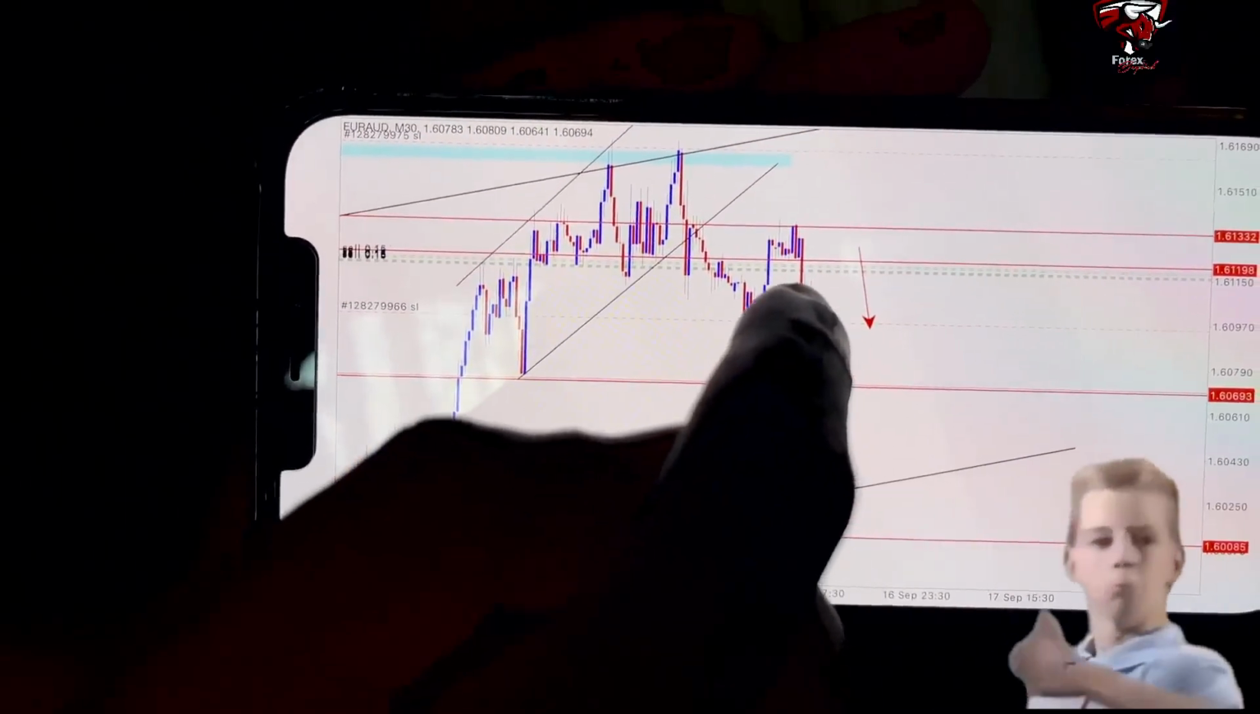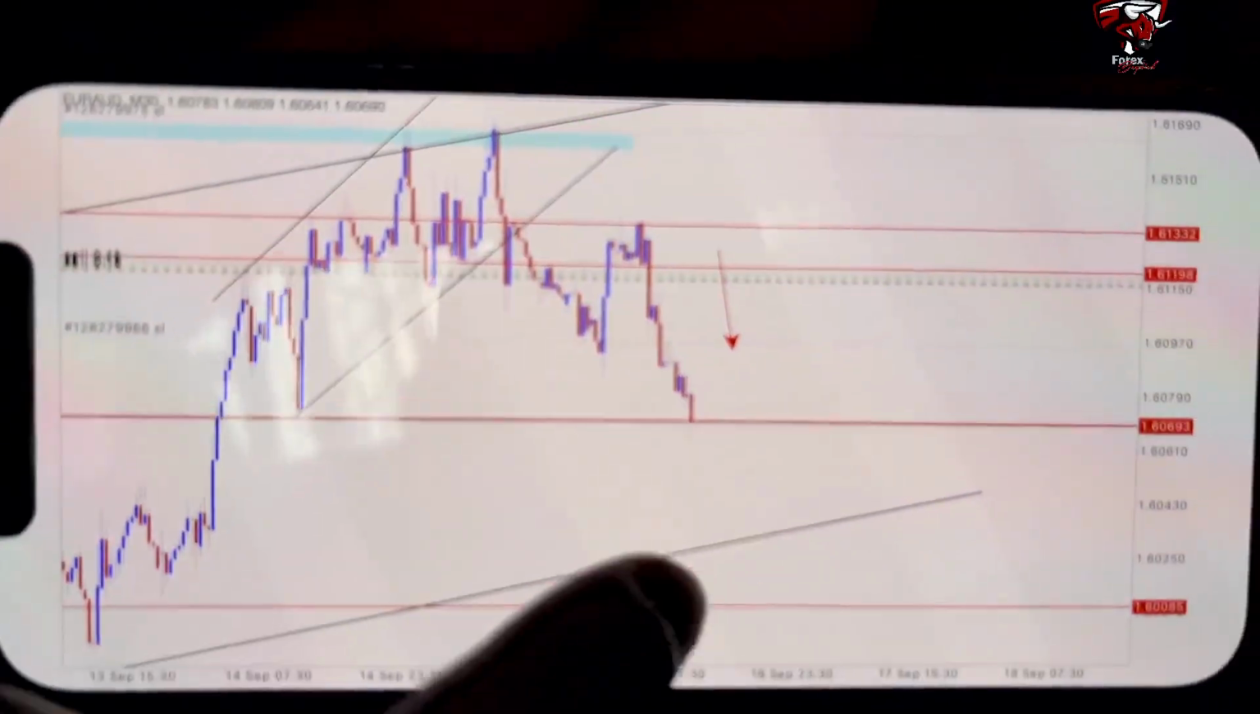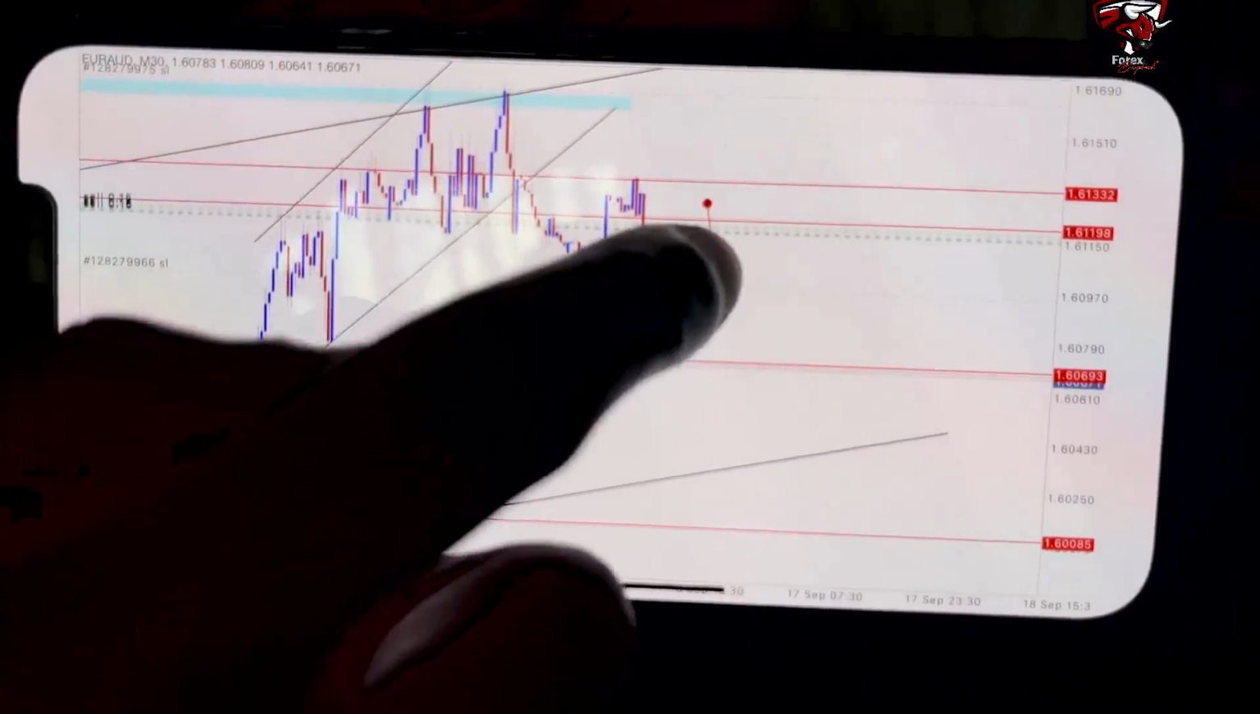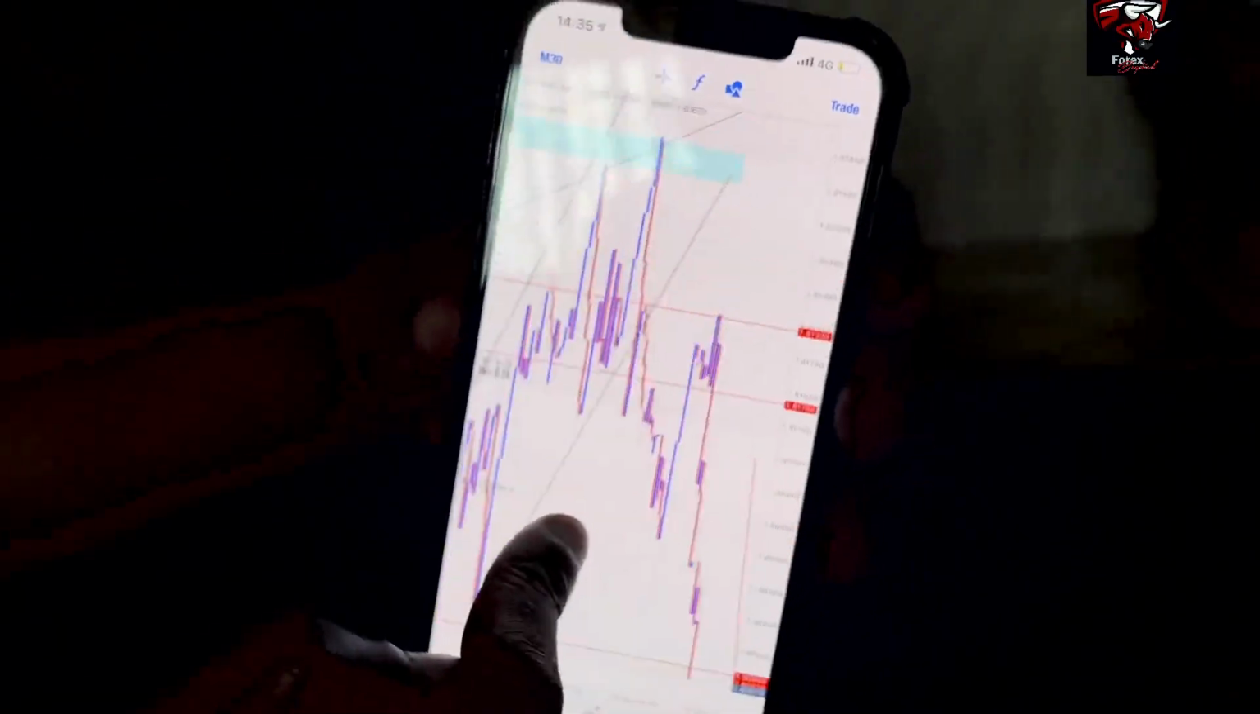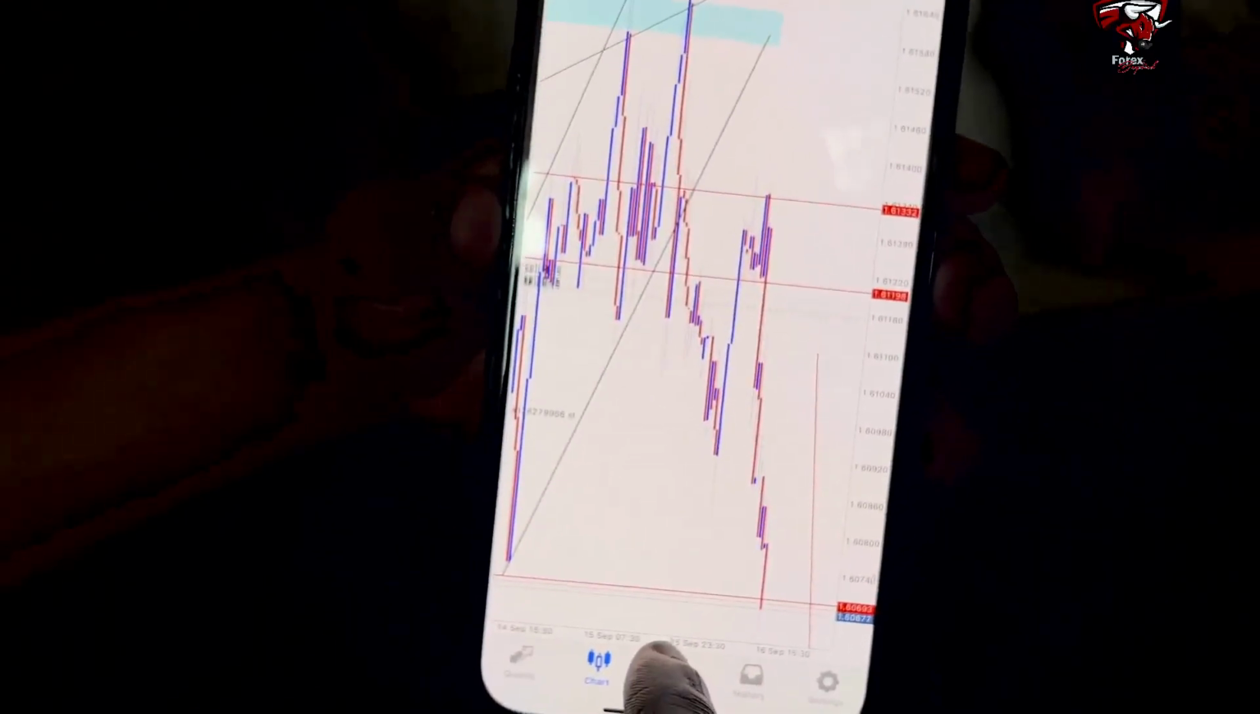Now we have a stop loss below our profits to protect the profits so that we can possibly maximize these profits towards this level over there. So this is the swing trade on this one. You can see already the profits here are protected.